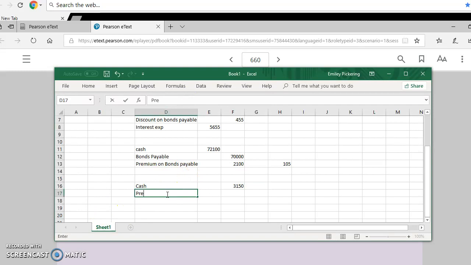Then the next one is our premium on bonds. So again, if this is on the credit side, to make it smaller, I'm going to debit, and we said that was going to be 105. And then our interest expense is going to be the difference between these two, because now I have to make that balance. So our interest expense is going to be $3,045. So that is how to do a premium straight line amortization.